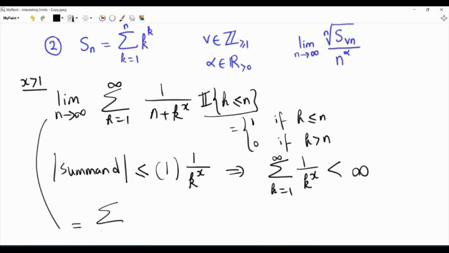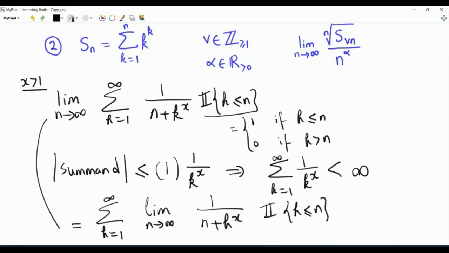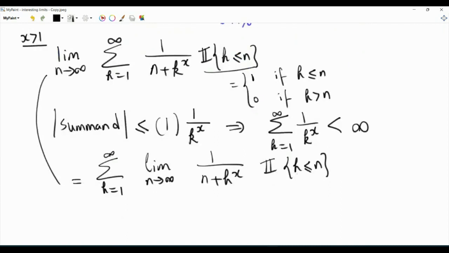So this is equal to summation k from 1 to infinity, and then we take the limit as n tends to infinity of 1 over (n plus k) to the x, and then we have the indicator of k less than or equal to n. The meaning now is that for a given k, we take the limit first and then we do the sum. Now, if we fix k, then this indicator will tend to 1 as n tends to infinity, because for any given k, as n increases, sooner or later n will overtake k, and this indicator will be equal to 1. So this will go to 1 as n goes to infinity.